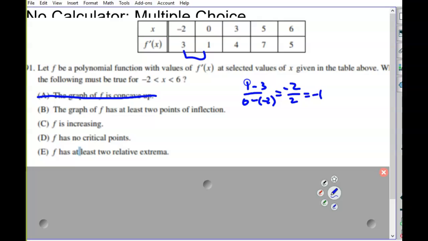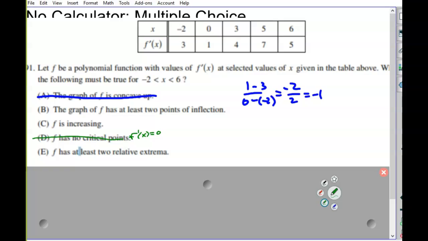F has no critical points. Okay, well, remember, we can't make assumptions either for or against this. Notice how my derivative, if I have a critical point, the derivative would have to equal 0. Well, the derivative doesn't equal 0, but it could. So we don't know either way, so we can't use that as a conclusion.